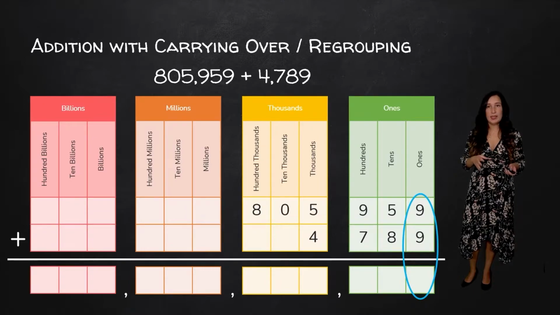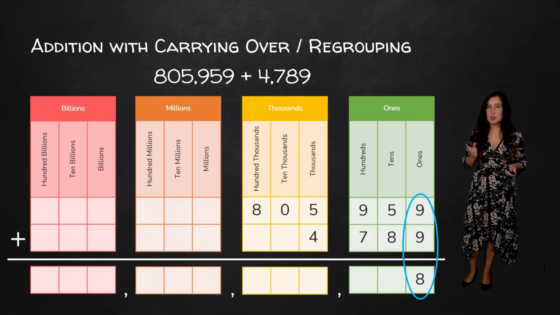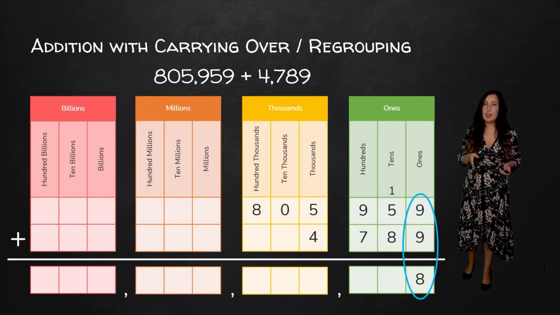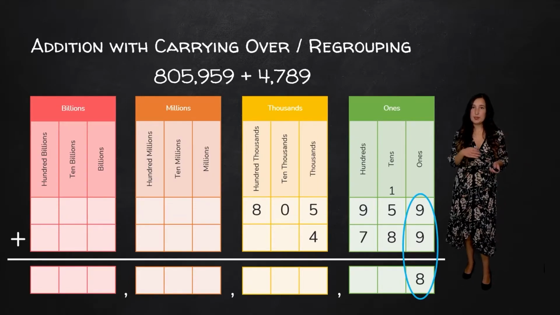So what that ends up doing is we write our 8 in the ones place because that's where it belongs, but then our 1, we carry it over because that value should be in the tens place. That value represents 10 in 18, so that's why we carry it over.